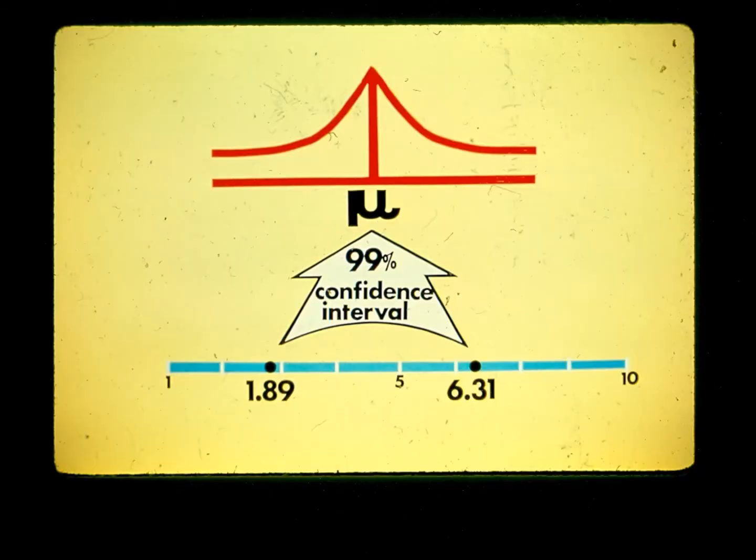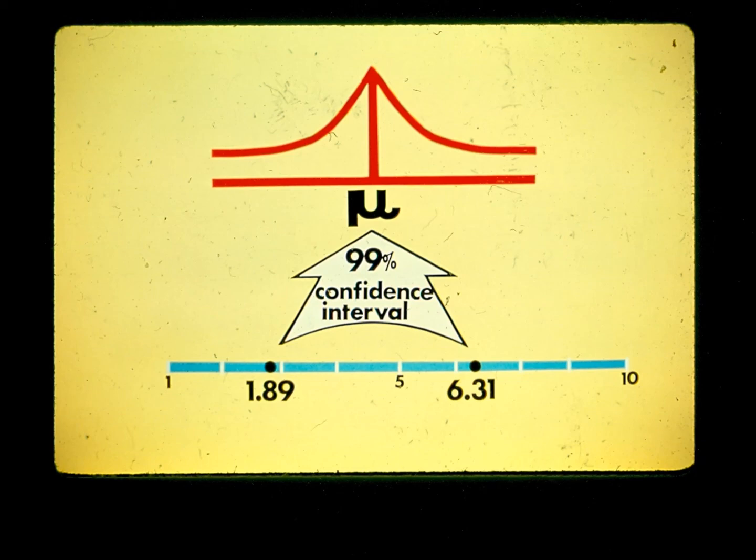Thus, the 99% confidence interval for the mean tolerance score of professors based on a sample size of 9 and assuming that the scores are normally distributed is given by the interval between 1.89 and 6.31. We are thus 99% confident that the mean score for professors at the university is somewhere between these two values, although there is a 1% chance that the mean may lie outside this range.